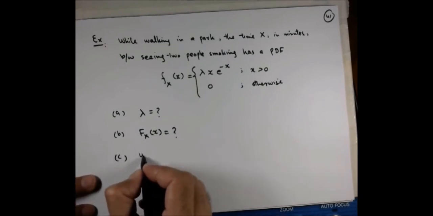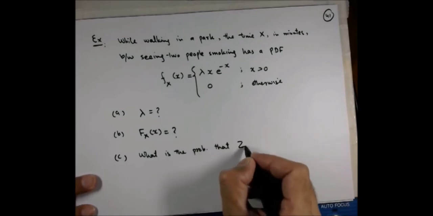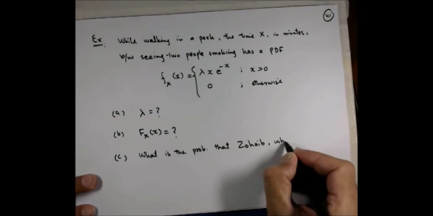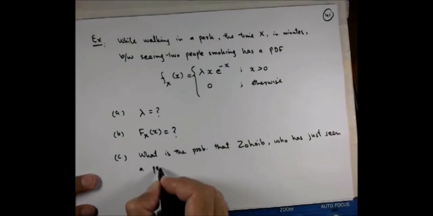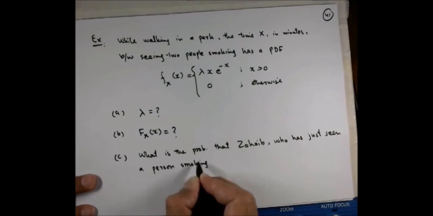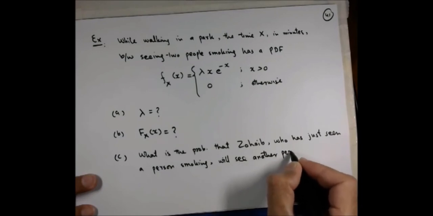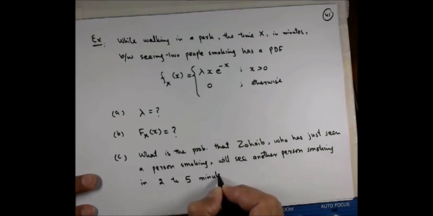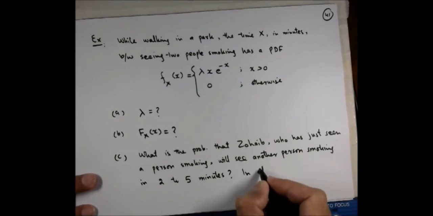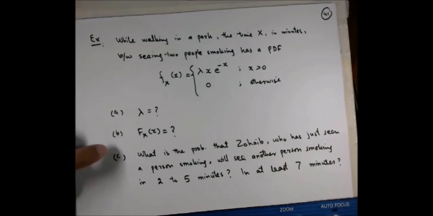C part, what is the probability that some person who has just seen a person smoking will see another person smoking in 2 to 5 minutes, or in at least 7 minutes. So these are four parts: A, B, C, and C has these two parts.